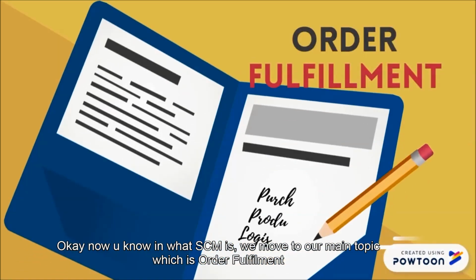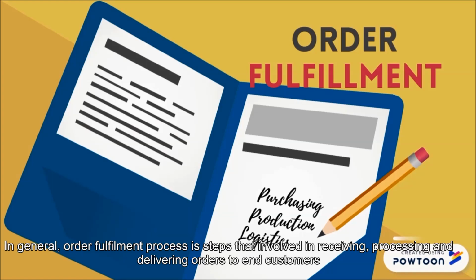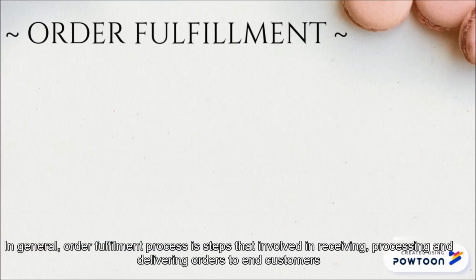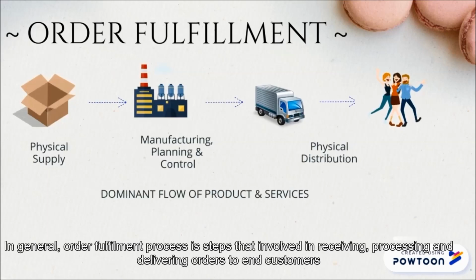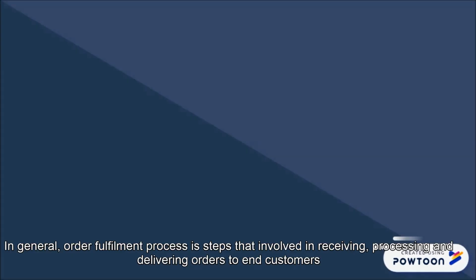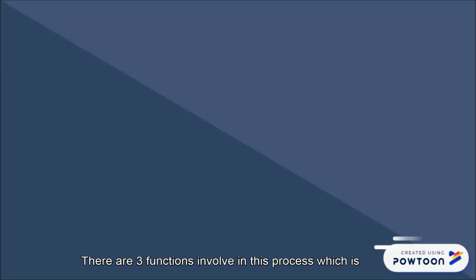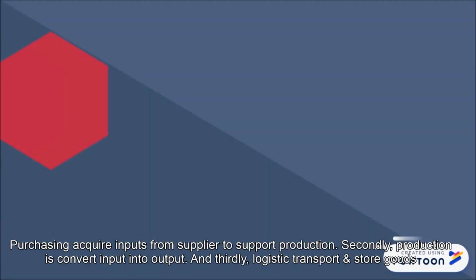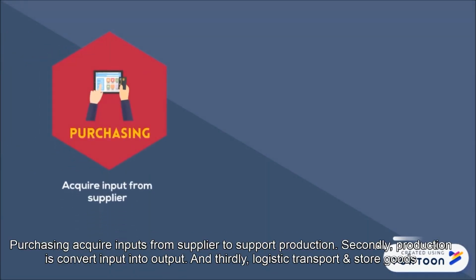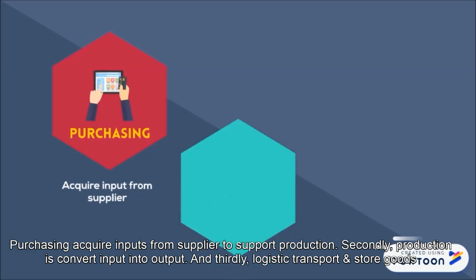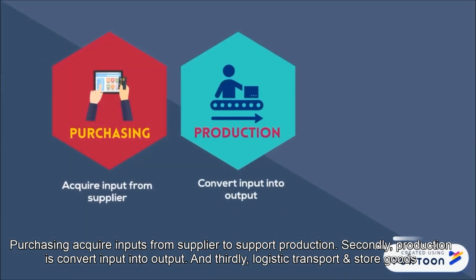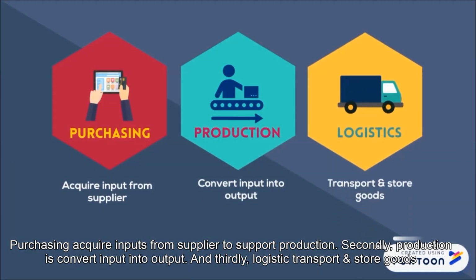We move to our main topic, which is order fulfillment. In general, the order fulfillment process is the steps involved in receiving, processing, and delivering orders to end customers. Three functions are involved in this process. First, purchasing is to acquire input from suppliers to support production. Secondly, production is to convert input into output. And thirdly, logistics is to transport and store goods.